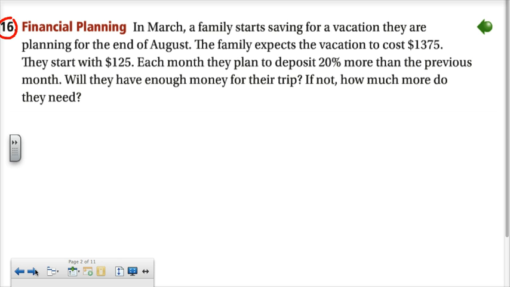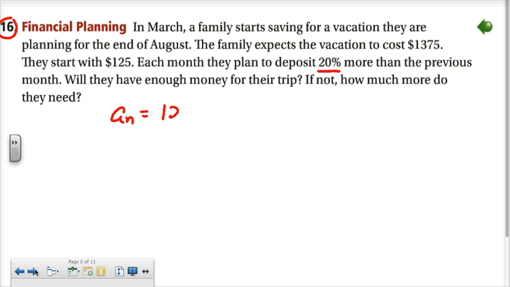All right, next one on the list. Number 16. In March, a family starts saving for a vacation. They're planning for the end of August. The family expects the vacation to cost $1,375. They start with $125. So right away, I'm thinking about how they're going to get a rule to figure out how much they have each month. And it says they plan to deposit 20% more than the previous month.